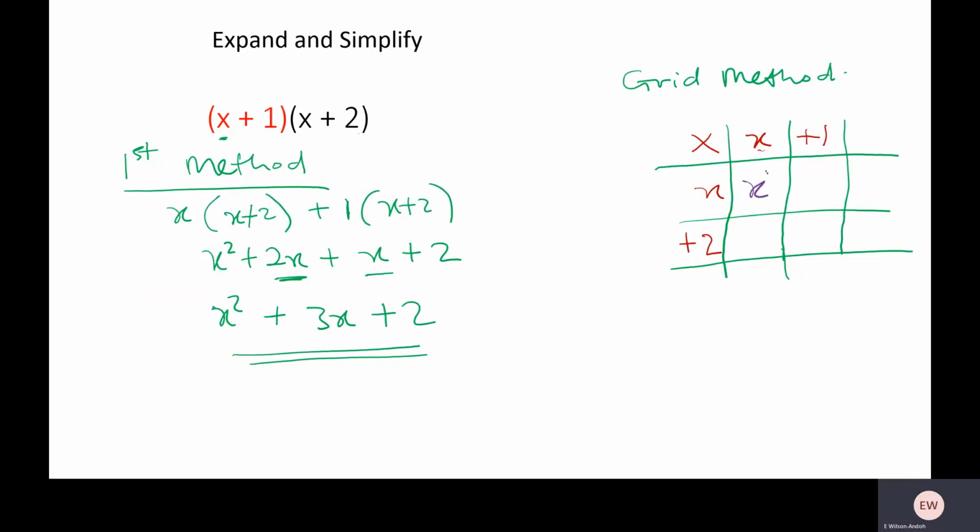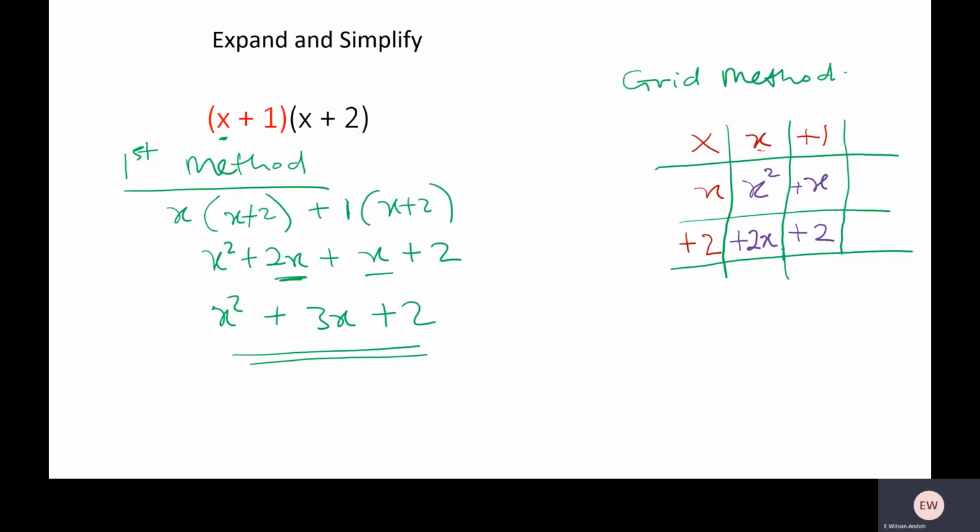So we have x squared. Then x times 1 will give us x. Plus 2 times x, this will give us plus 2x. Then finally, we have plus 2 times plus 1. This will give us plus 2.